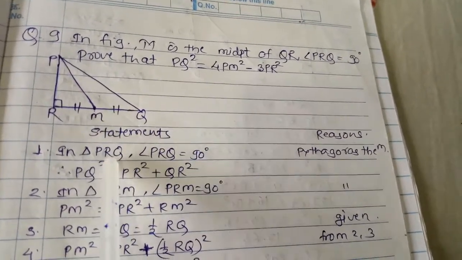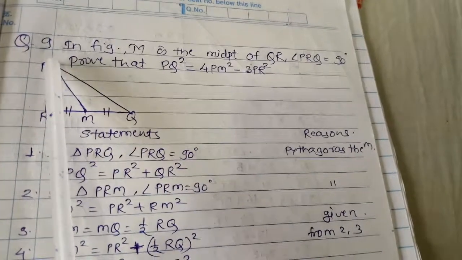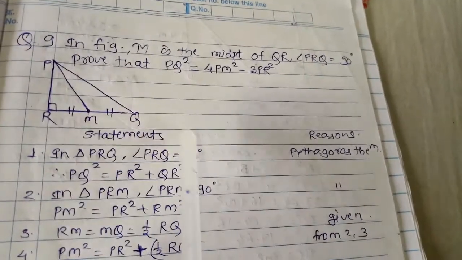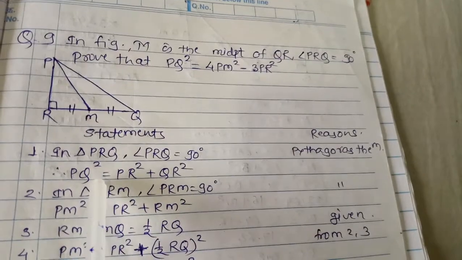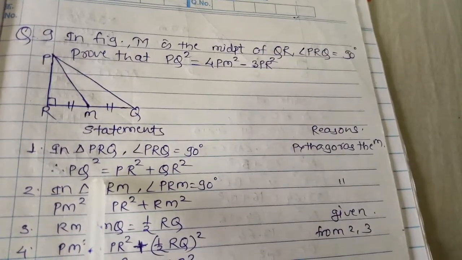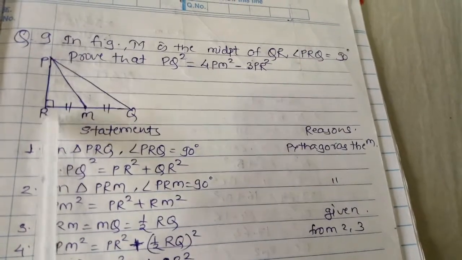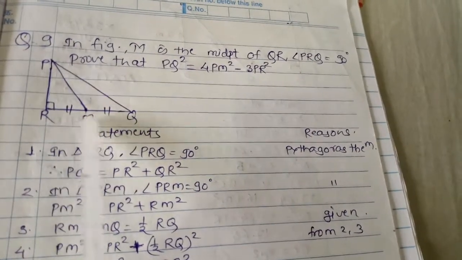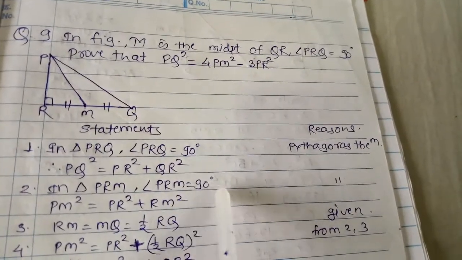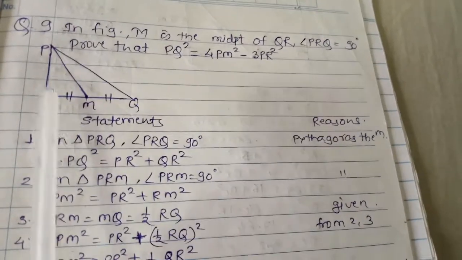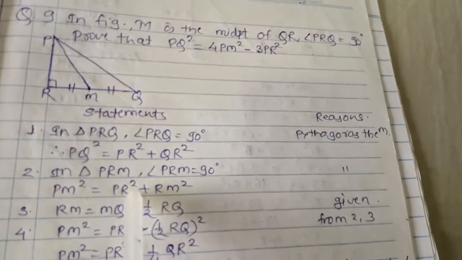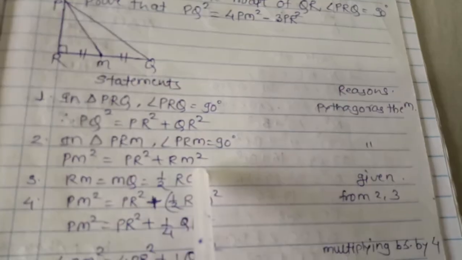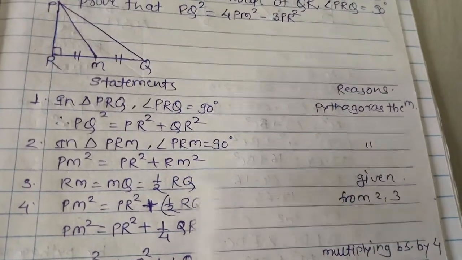So first we are taking the large triangle, that is PRQ. In PRQ, since the angle is 90 degree, we have to use the Pythagoras theorem. So PQ square is equal to PR square plus QR square. And now the second triangle PRM, in which angle PRM is 90 degree. So PM square, by Pythagoras theorem, is equal to PR square plus RM square. Again we use the Pythagoras theorem.